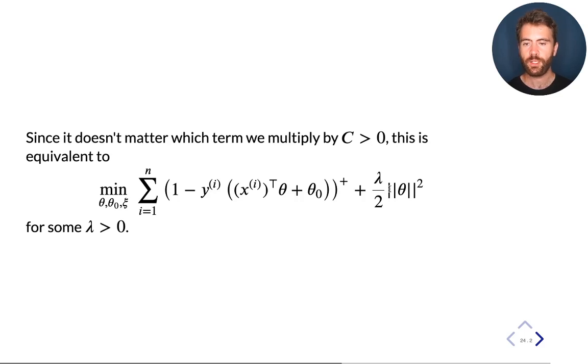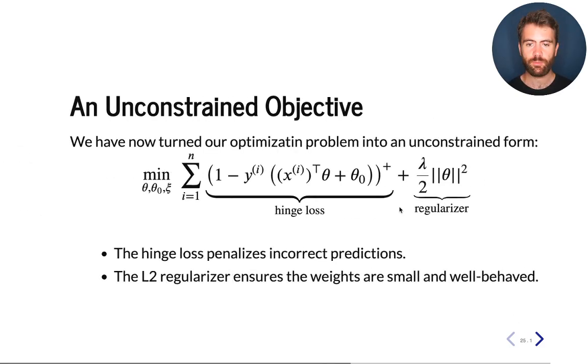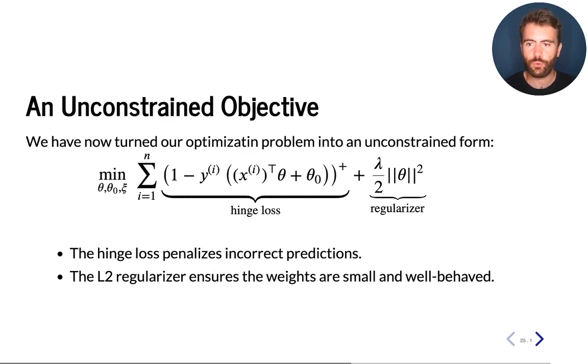I can find a lambda such that the two problems are equivalent, and so therefore I can write the problem in this form. This is the final change I'm going to make to this optimization problem, and now I'm going to make an observation here: we have transformed this objective into an unconstrained form that also has an interesting structure that should start to be familiar to us.